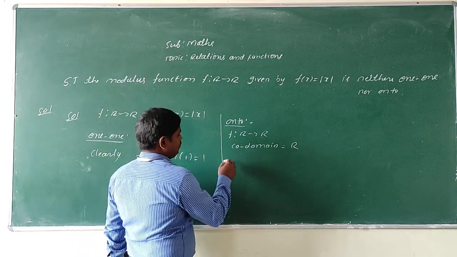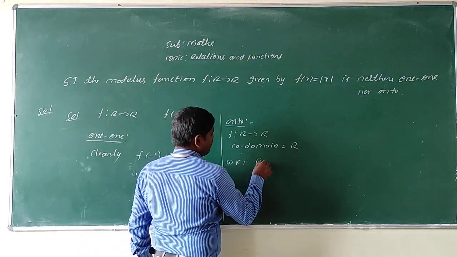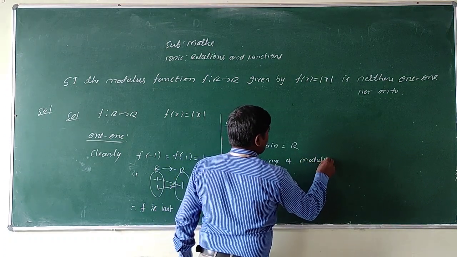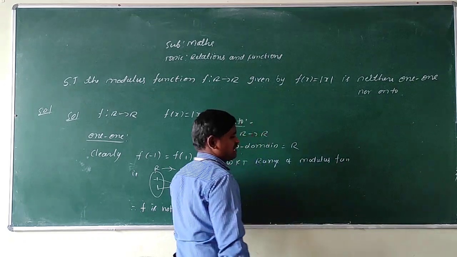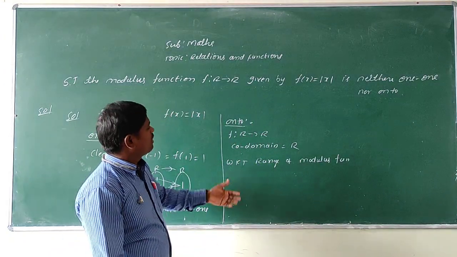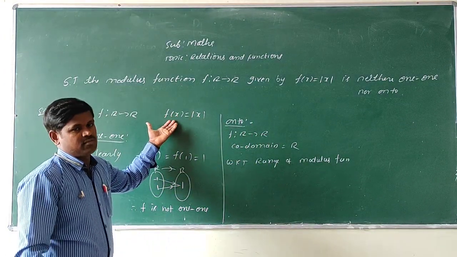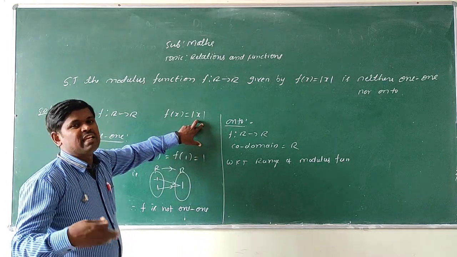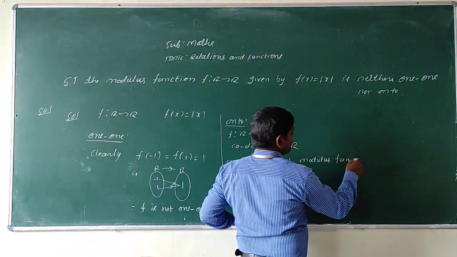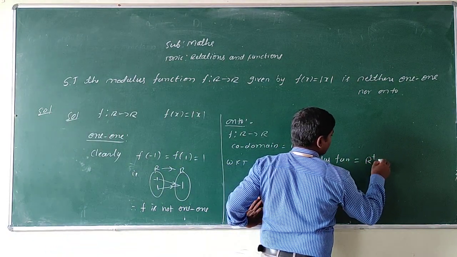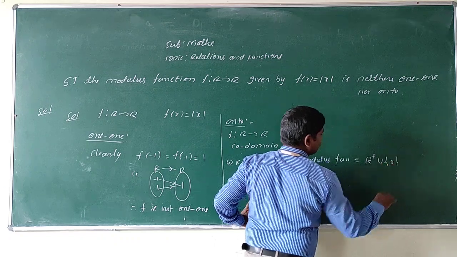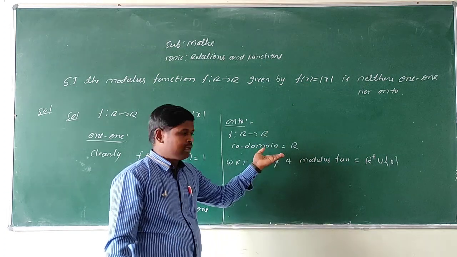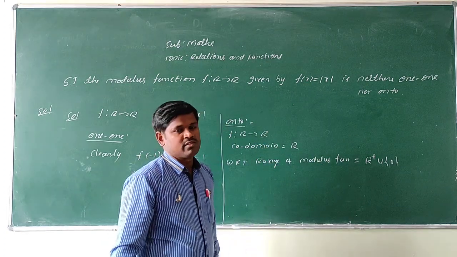But we know the range of the modulus function. Range means the set of output values. Whatever real number you give to the modulus function, we get the absolute value, a positive real number including 0. So the range is the set of all positive real numbers including 0. Observe here, the codomain is the real numbers, but the range is the positive real numbers including 0.